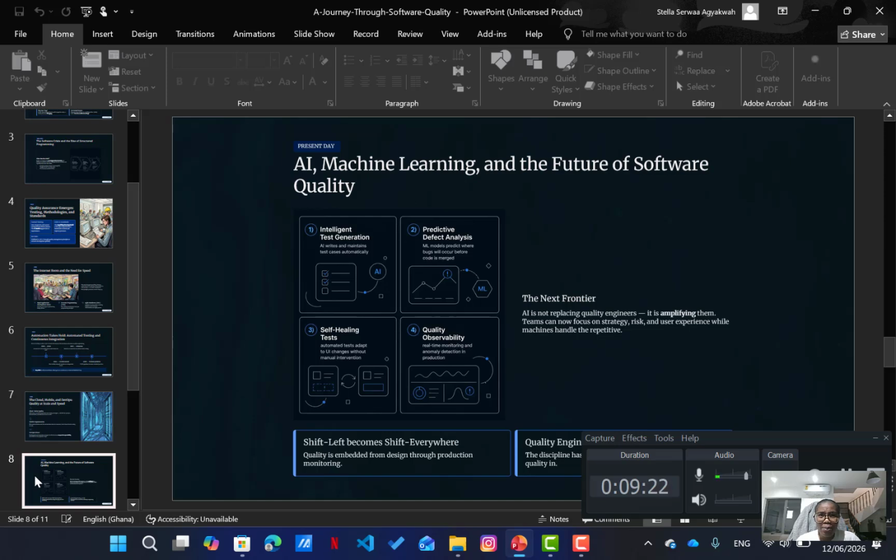A modern approach is called shift everywhere, where quality is considered from the design phase all the way to production monitoring. Quality assurance is evolving into quality engineering, which focuses on building quality into software from the beginning. AI enhances human capabilities and helps create higher software quality.